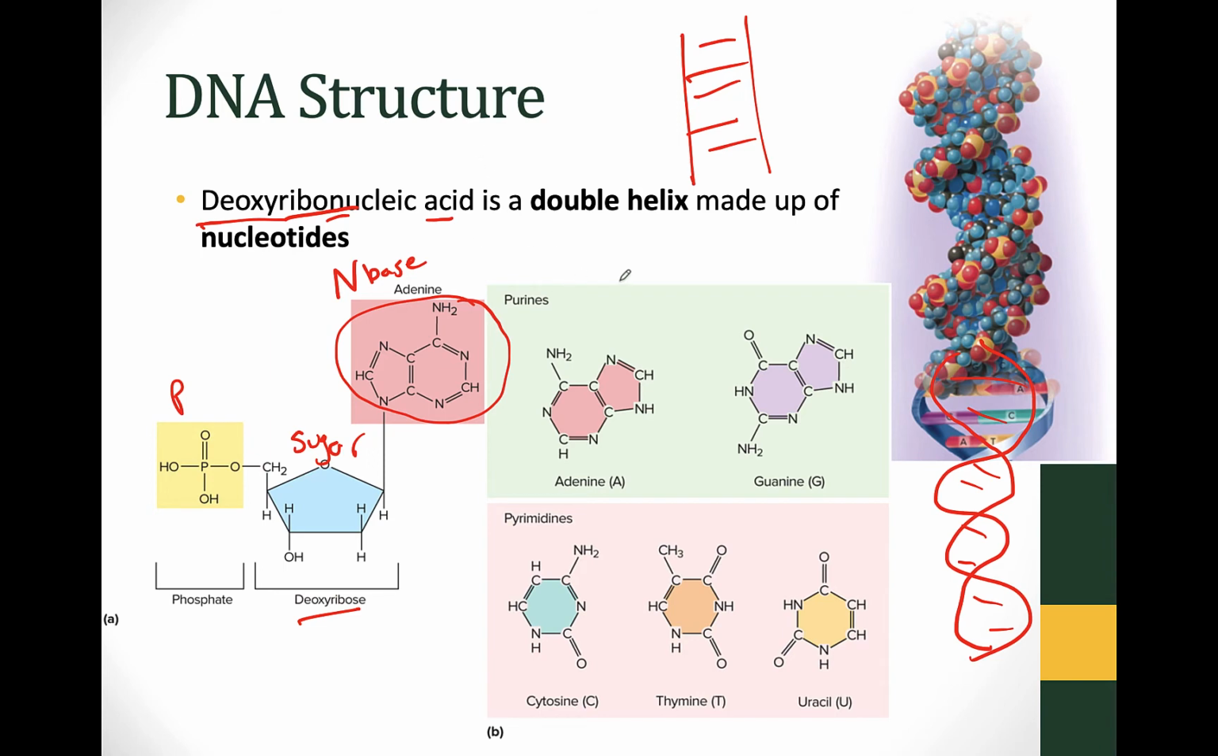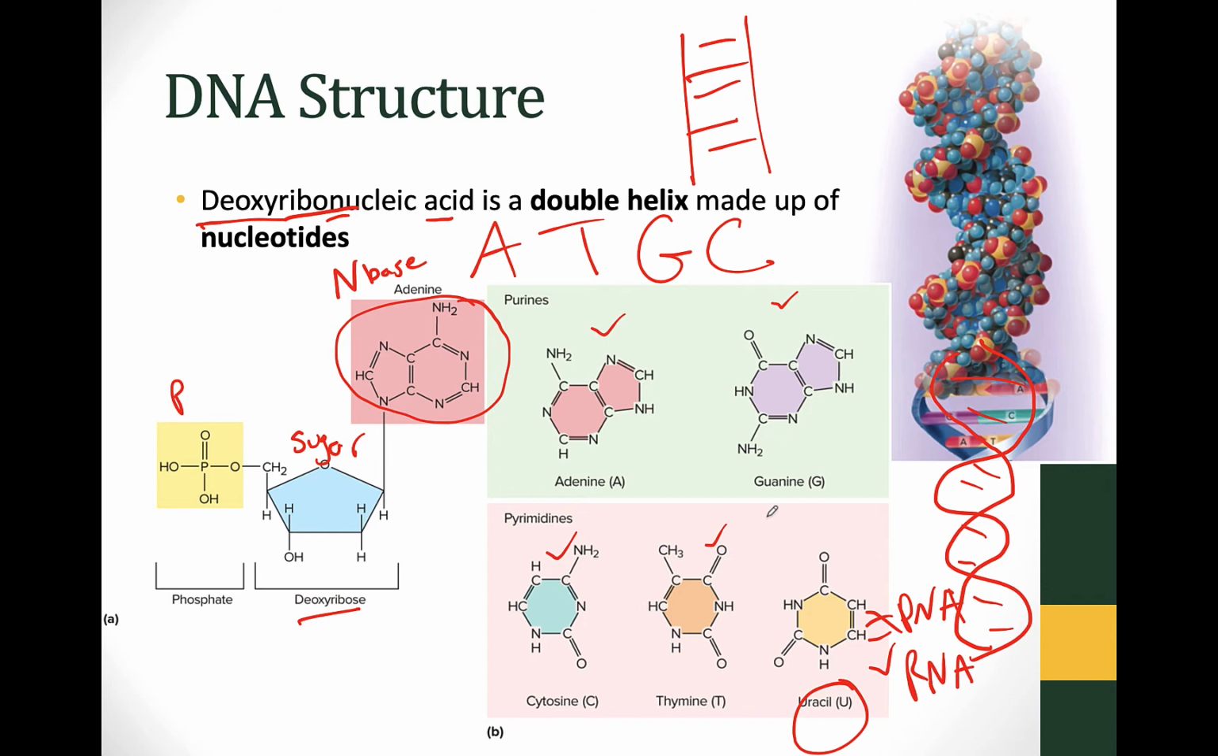So there are 4 bases that are used in DNA. We have adenine, thymine, guanine, and cytosine. So adenine, guanine, thymine, cytosine. Uracil is not used in DNA. This is only used in RNA.